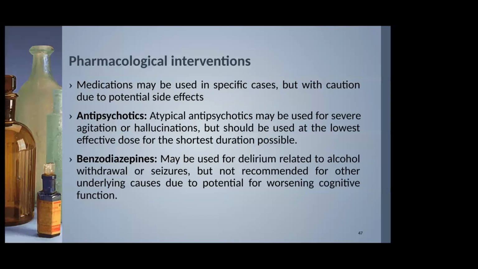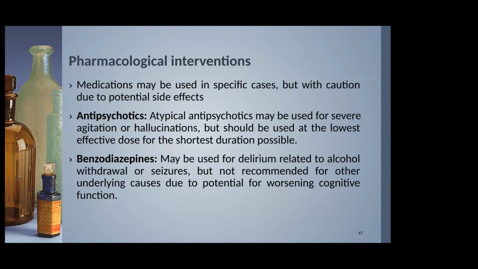So we can also use pharmacologic interventions if it is absolutely necessary. Medications may be used in specific cases. Not all delirium cases need pharmacologic interventions, because for some of them, if we just treat the underlying cause, the symptoms will just go away. But for some cases, we can use medications like antipsychotics, preferably atypical antipsychotics at a lower dose, if the aim is to control severe agitation or to control perceptual disturbances like hallucinations.